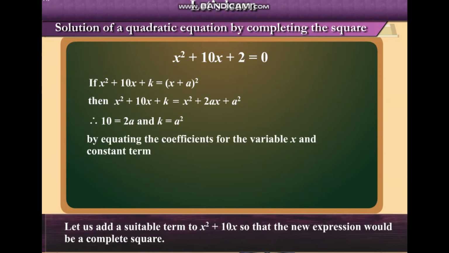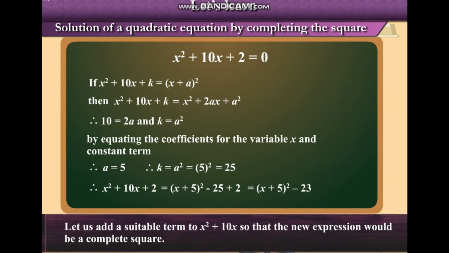By equating the coefficients of the variable x and the constant term, a = 5, therefore k = a² = 5² = 25. Therefore, x² + 10x + 2 = (x + 5)² − 25 + 2 = (x + 5)² − 23.